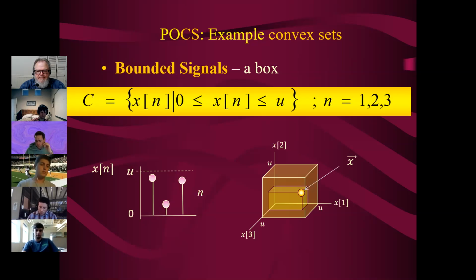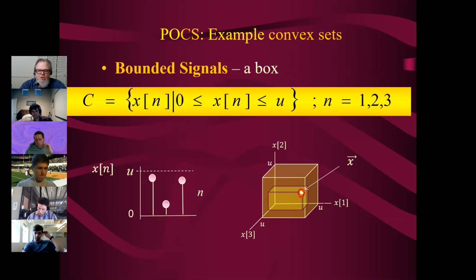This is the set of all signals which are bounded. You'll notice this box goes from 0 to u, 0 to u. U, by the way, is not a frequency here. It's just a number. The U stands for upper bound. And so if a signal is bounded, then it lies within this box, doesn't it? And in fact, this signal, which is, I don't know, here, here, and here, might be a point right here that lies within the box.